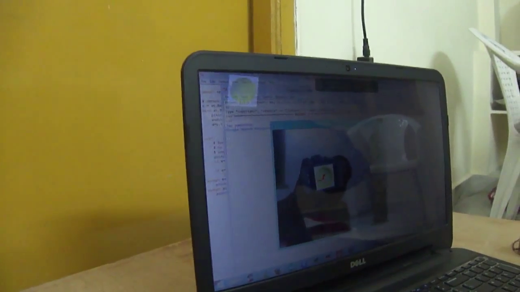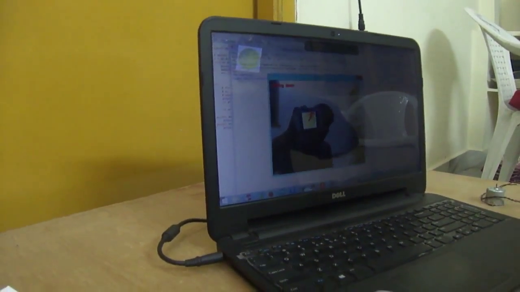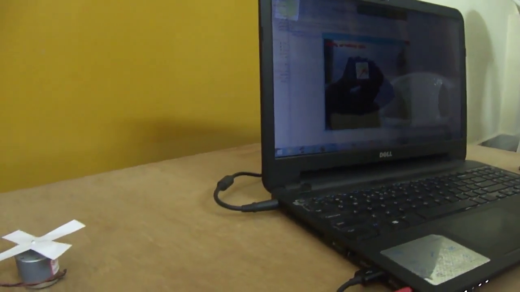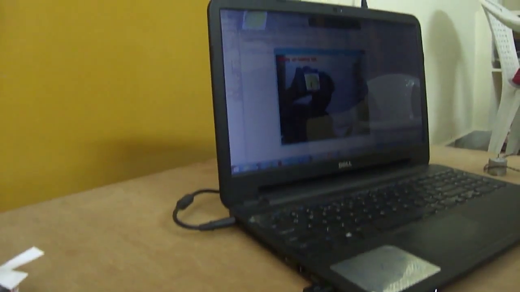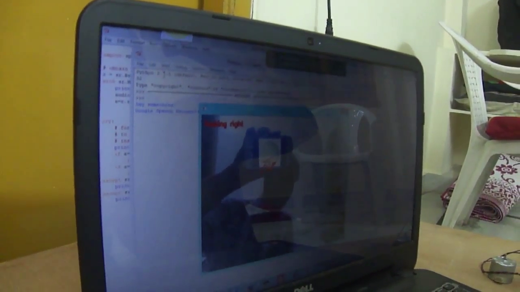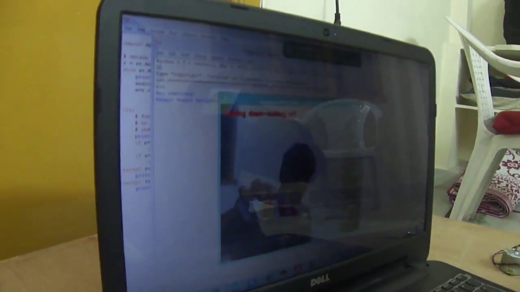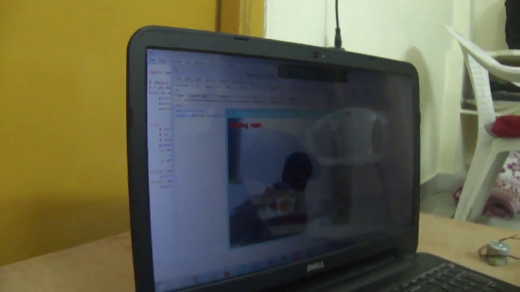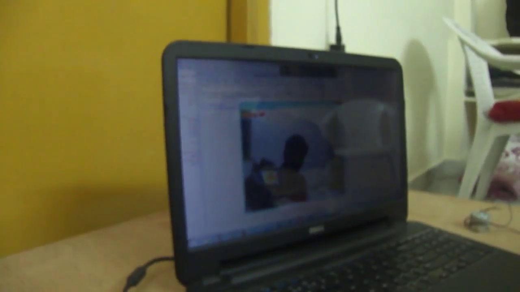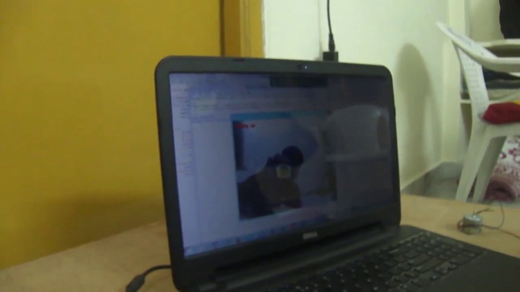As we don't have high definition cameras to track the eye, I made a prototype by tracking a ball and its direction. Now when I move the ball upwards, it's moving up, so you can see the words there, looking up. And when I move the ball downwards, it's moving down. When I move it to the right, it shows looking right, and when I move the ball towards the left, it shows moving to the left. Think of this ball as a pupil, and the movement of this ball is tracked as eye movements.